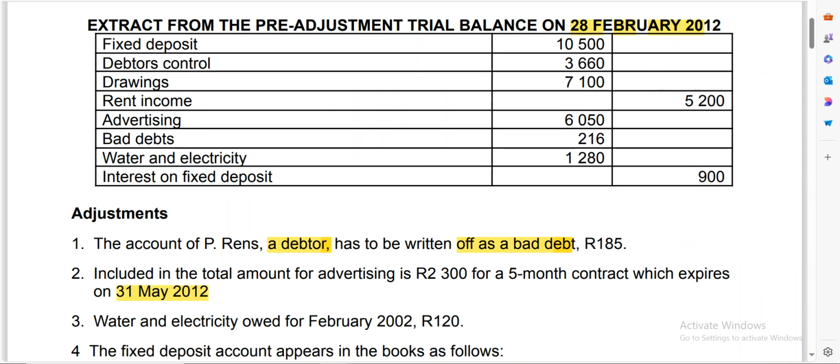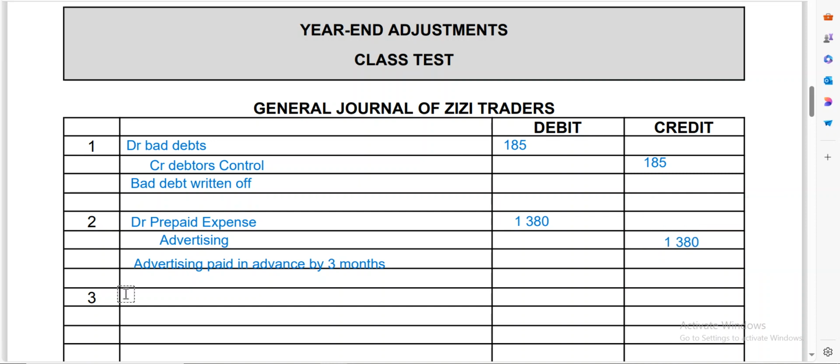The next transaction says that water and electricity owed for February 2002 is 120. So remember, if they're saying that we are still owing, it means that it is accrued, and we know that when an expense is accrued, we must increase it. So when it's like this, we're going to debit this expense because it must increase. So we're going to debit water and electricity. That's the account that we're going to debit. Okay, and then now think about it.